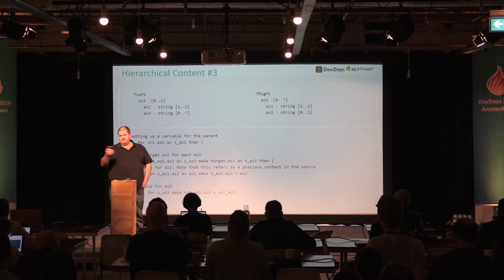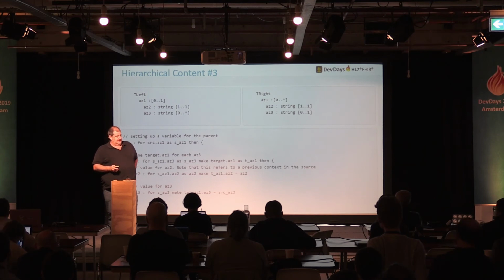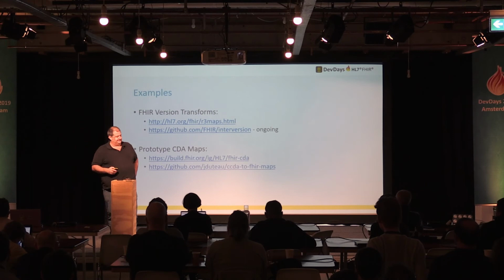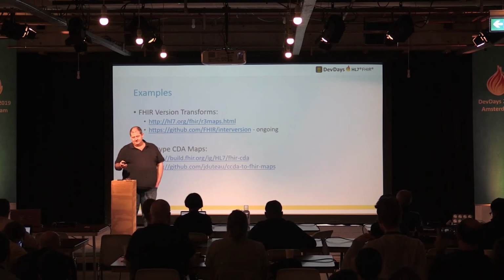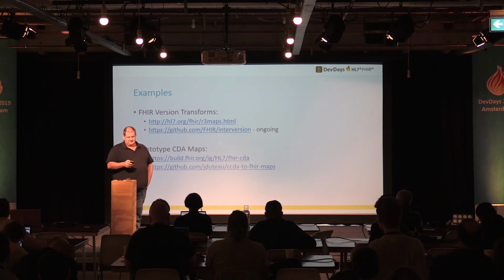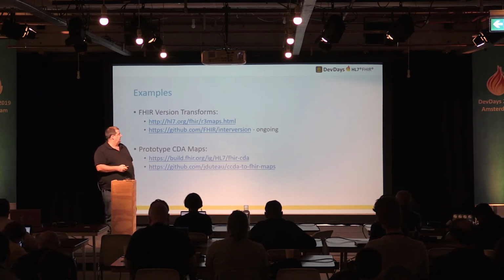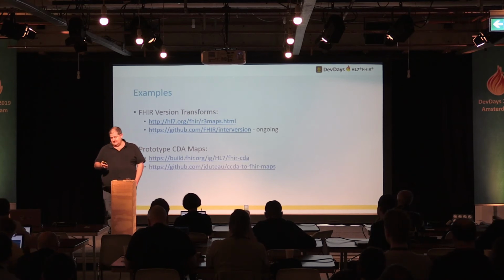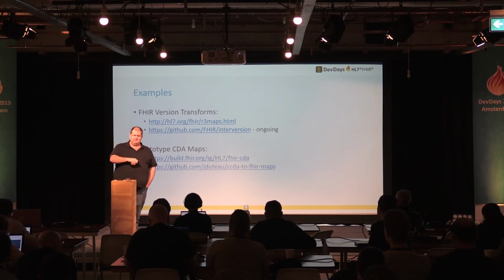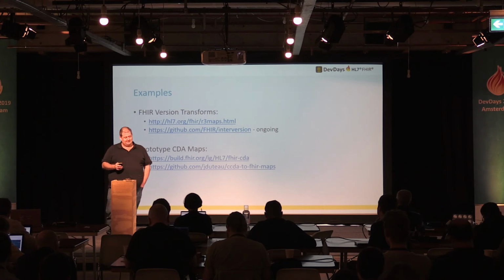We sat down and we did all the requirements that we'd ever run into in terms of nasty mapping problems, and that's what we came up with. So there's a bunch of version transforms. For instance, converting from release 3 to release 4 is done with the mapping language, and we have some CDA mapping languages that we're working on, mapping statements. But I presume that what we end up with for CDA will be some combination of table-driven mapping and declarative mapping language.